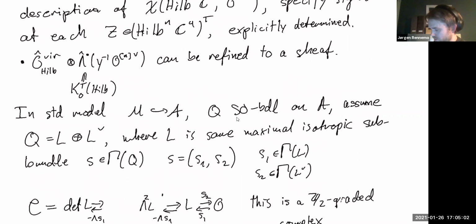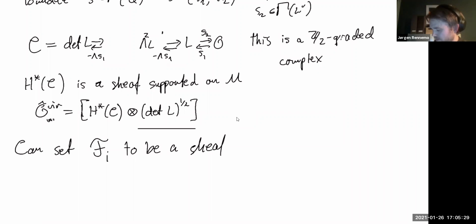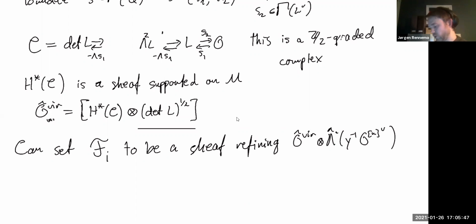I think I'm running out of time now, but the point of all of this is that now you can set F_i to be this sheaf refining the class we had before. That would be too much to go into, but this is a sheaf on Hilb by C4.